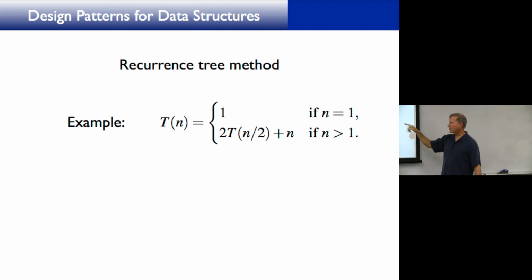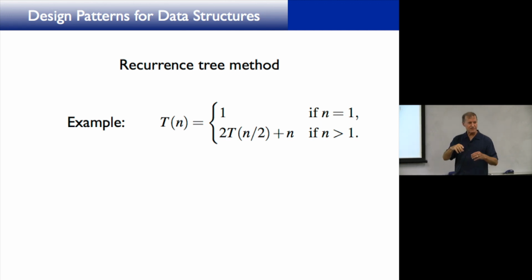This would come from an algorithm that calls itself twice. There are 2 recursive calls, each one with n over 2, and then for the other stuff, there's a loop that executes n times. Do you see what I mean? That's the kind of algorithm it could come from. Are you with me? So that n is how much work is done.